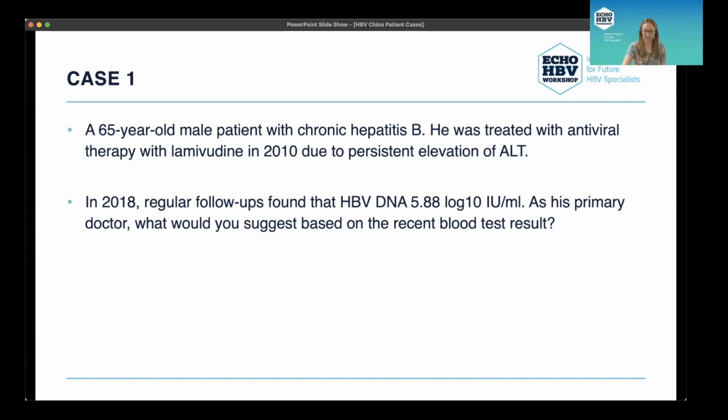Any takers? Sure. Resistance to lamivudine. Yeah, that's a good suggestion. What are the other possible explanations? I will say that Shantae in the chat said resistant to lamivudine, change treatment. Right. Any other suggestions? Wonderful. So Shantae actually proposed non-compliance.